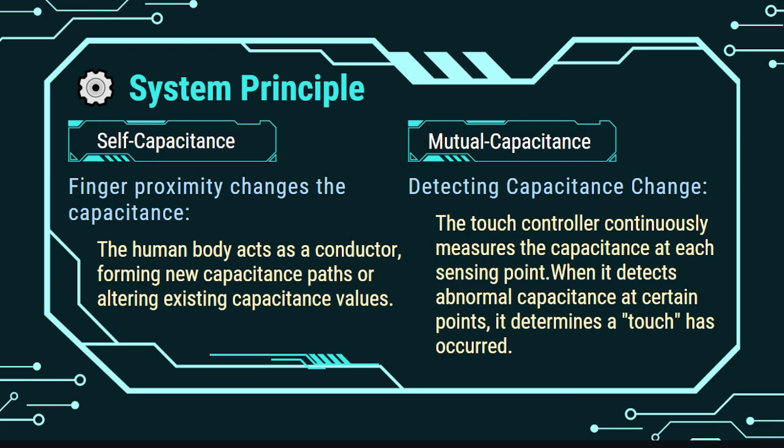In self-capacitance, when your finger gets close, it increases the capacitance. Your body acts like a conductor and affects the electric field. In mutual capacitance, the controller keeps checking the capacitance at each point. If it finds unexpected changes, it knows there was a touch.